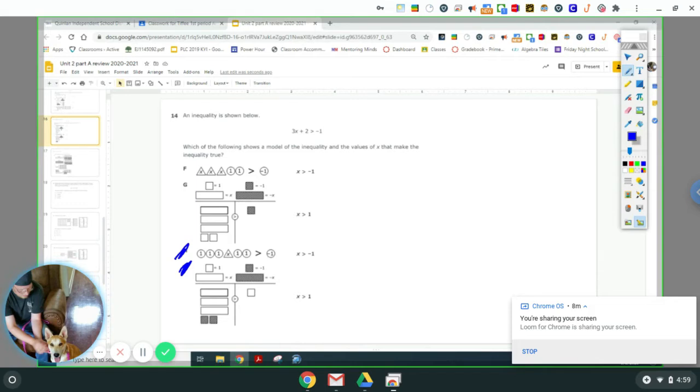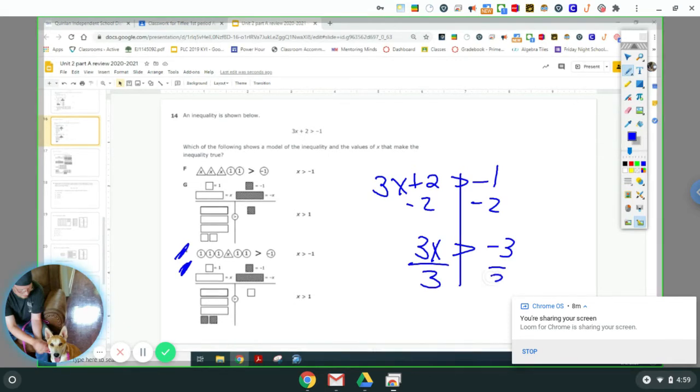So now we have to see what the solution is. So you do 3x plus 2 is greater than -1. Draw your line, subtract 2 from both sides. You get 3x is greater than -3, and then you're going to divide both sides by 3. And oops, you do not flip your sign because you're not dividing both sides by a negative, so it should just be this. So it is -1. So the answer is F.